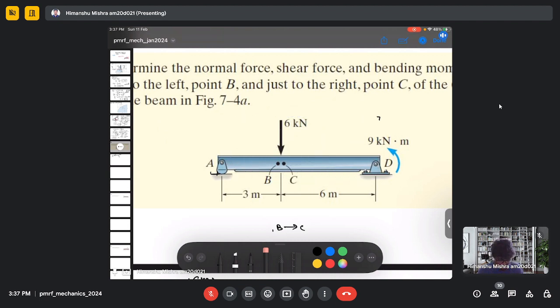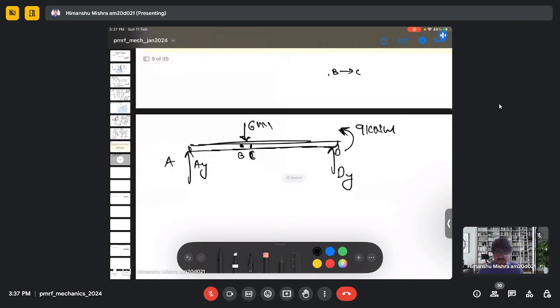So here in this beam we have only given one point force, so the calculation will be pretty easy. First we need to find the reaction Ay. So let's take the moment about D, and the counterclockwise moment will be positive here.